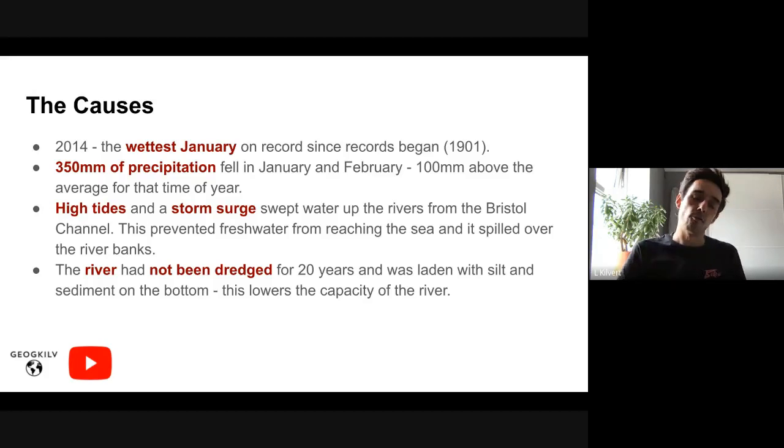And a lot of criticism went to the Environment Agency, and the criticism was that this particular river, or these particular rivers, had not been dredged for over 20 years. Now, what dredging is, it's where you dig out all the sand and the silt and the sediment from the bottom of the river. So therefore, you ultimately alter the capacity of the river. So if you dredge a river, you can fit more water in it. And because there was all that sediment and silt which had built up on the bottom of the river, that lowered the capacity of the river. So it could carry less water. It had a lower discharge, which meant that you were more likely to get flooding.